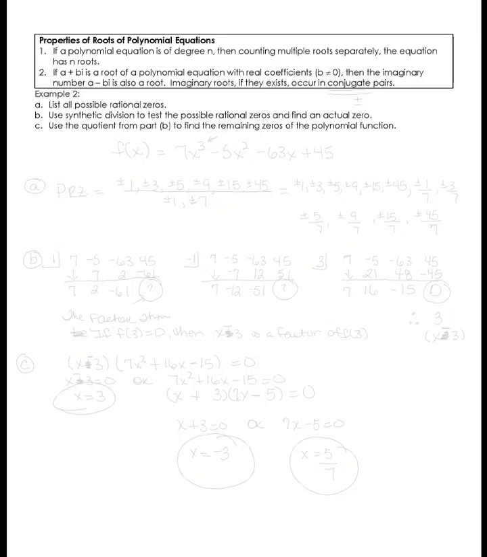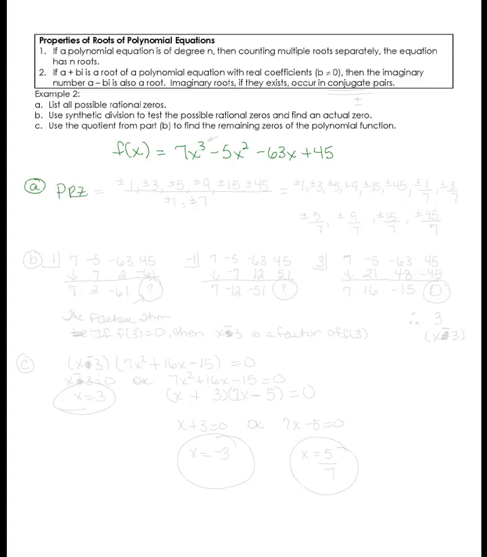Example 3, Part A: list all the possible rational zeros. Here's our polynomial equation, f of x is equal to 7x cubed minus 5x squared minus 63x plus 45. So we're going to list all the possible rational zeros.